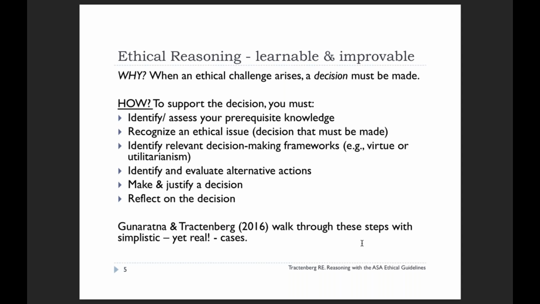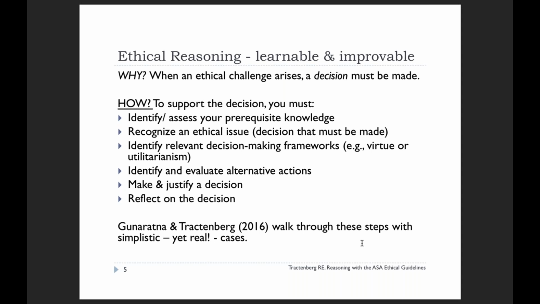Then the last step is to reflect on the decision to see whether or not something could have been done to prevent it originally, and what can be done to prevent it in the future. So these are the steps of ethical reasoning, based on a consensus in ethics around what people need to do when they encounter ethical challenges. That's not new. What's new is the identification of this set of steps as both learnable and improvable.